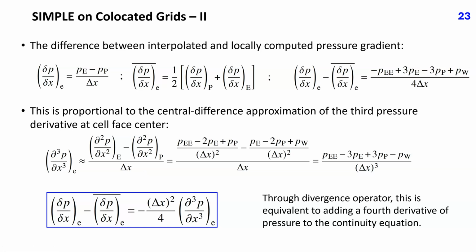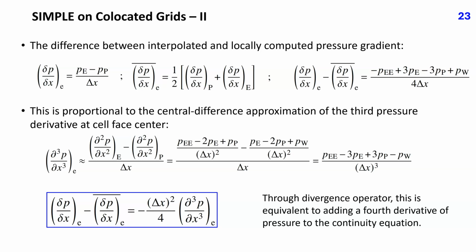When central difference approximations for second derivatives are used at nodes P and E, we obtain the following approximation for the third derivative at cell face center E. By comparing these two expressions, we obtain the following relation between the Rhie-Chow correction term and the third derivative of pressure at the cell face center. This correction is proportional to grid spacing squared. It is thus a second order approximation, consistent with other approximations.